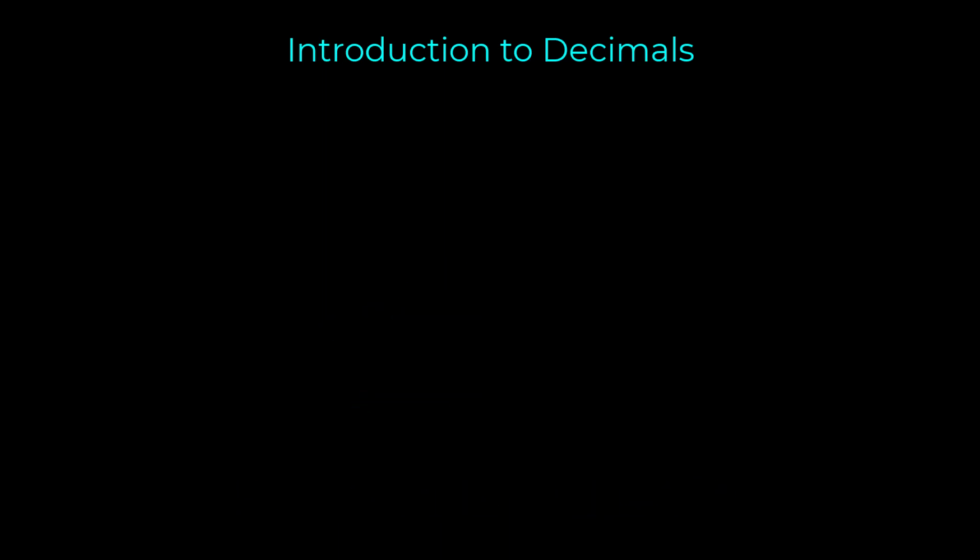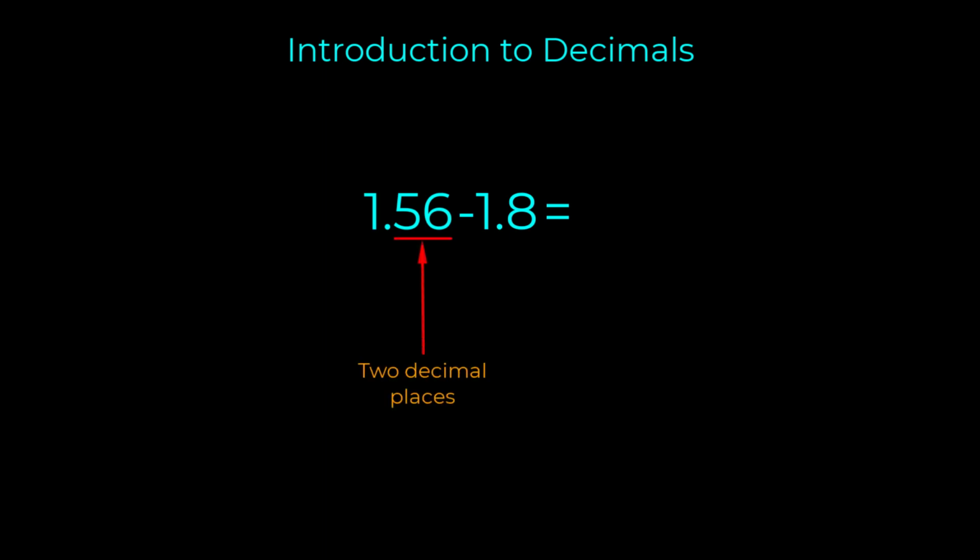Let's try a subtraction problem. What is 1.56 minus 1.8? Notice that the first number has 2 places to the right of the decimal point, and the second number only has 1. So first, we must add a 0 to the second number. Our problem is now 1.56 minus 1.80.